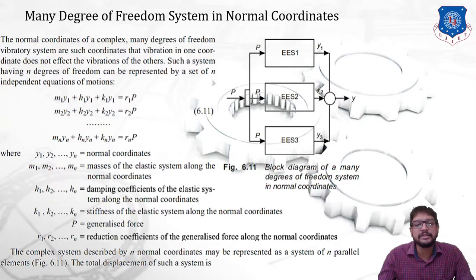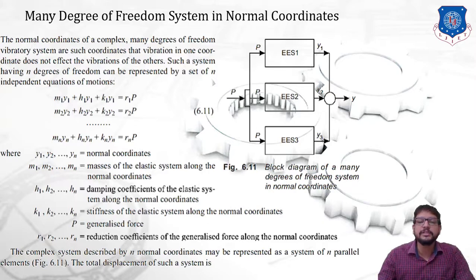Now K1, K2 are the stiffness, that is resistance to deformation, along the normal coordinates, and P is a generalized force which is going to be exerted on the system, right? R1, R2, Rn are what? They are the reduced coefficients of the generalized force along the normal coordinates. Now the complex system described by n normal coordinates may be represented as a system of n parallel elements. This is shown in our figure 6.11.